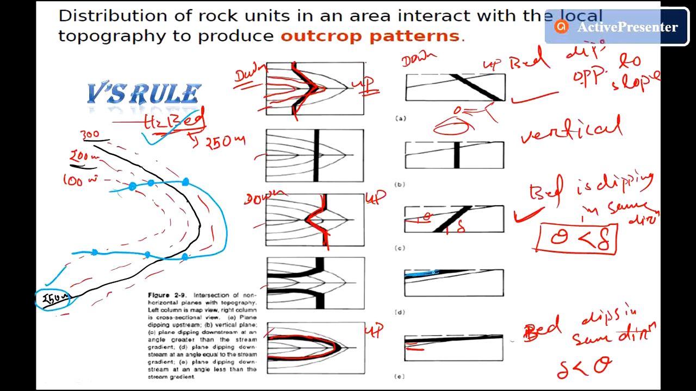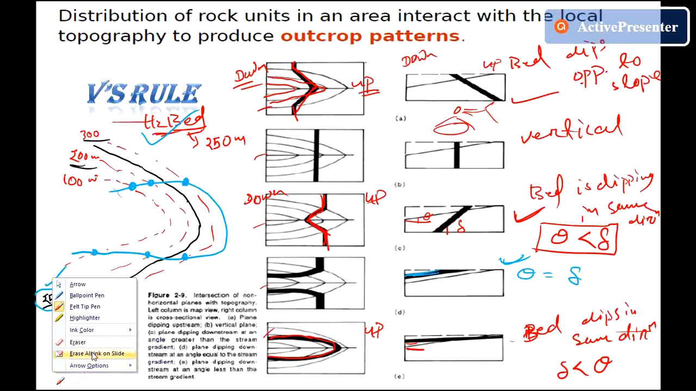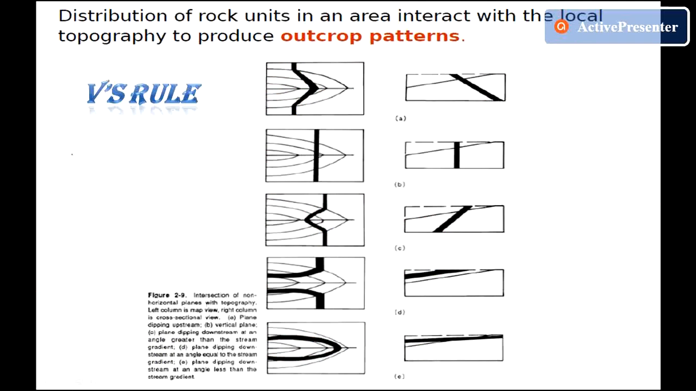And here there is a bed which is inclined, and its angle of inclination is the same as the slope. You can see theta is equal to delta. In this case, theta is equal to delta. So what will happen? You cannot find a V there.